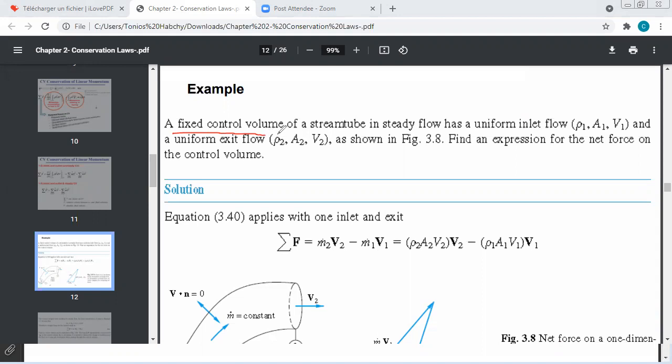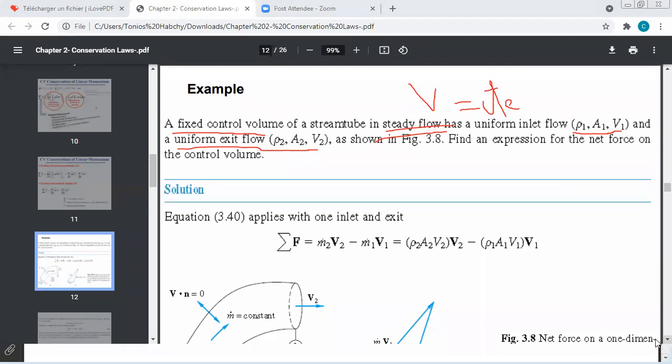Okay, so a fixed control volume of a stream tube in steady flow. Here also the flow is steady, V is constant. So also maybe you will think V is constant in magnitude, and the control volume is fixed, so of course the sum of forces is 0. Also no. Okay, we'll see why. So we have a steady flow that has a uniform inlet ρ1, A1, V1 and a uniform exit flow ρ2, A2, V2. Find an expression for the net force acting on the control volume.